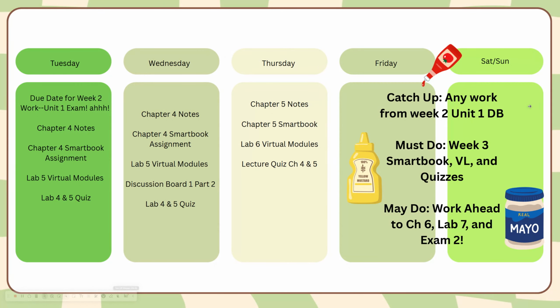So then last but not least here is looking at our schedule. Don't forget today is the due date for exam 1 and the work from last week. If you need more time, please email me before the end of the day today, and I'm happy to get that updated for you. Then we're moving forward to Chapter 4 with the Chapter 4 Smart Book, Virtual Lab 5 with those modules. There is a lab quiz that covers Lab 4 from last week and Lab 5. Wednesday is just a continuation of the Chapter 4 and Lab 5.